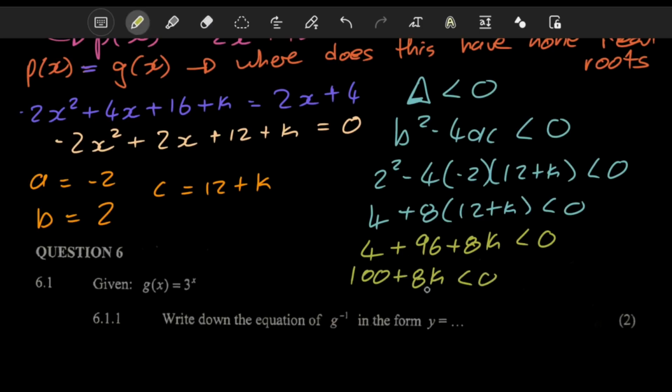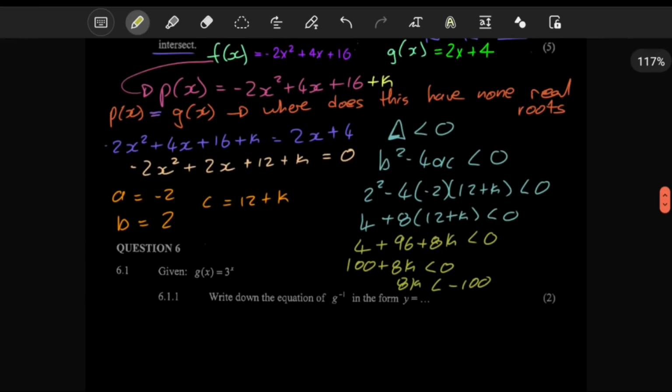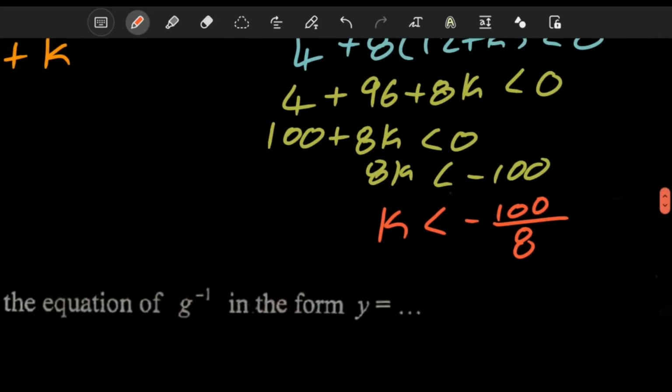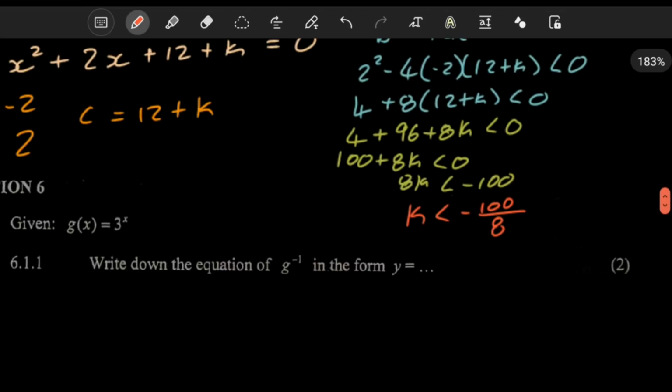And then working out a value for k here, the 100 will have to go over, and then divide both sides. K needs to be smaller than -100 over 8, of which -100 over 8 is just -25 over 2, which is just -12.5. There you go.